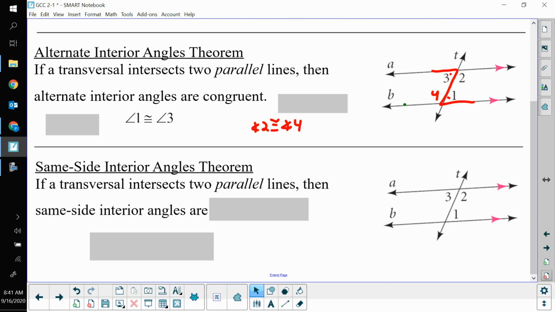The next type of angle we'll look at are same side interior angles. Same side meaning the same side of the transversal, and interior meaning they're inside the parallel lines. So we would be talking about angles like 1 and 2.